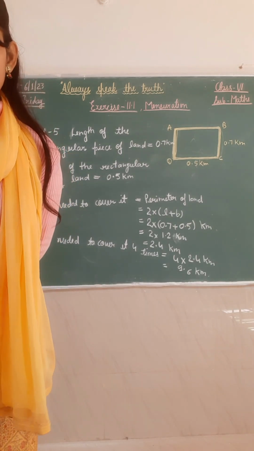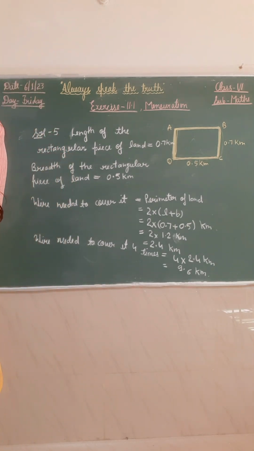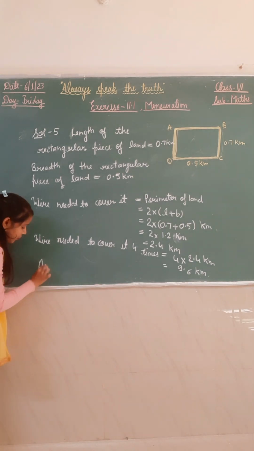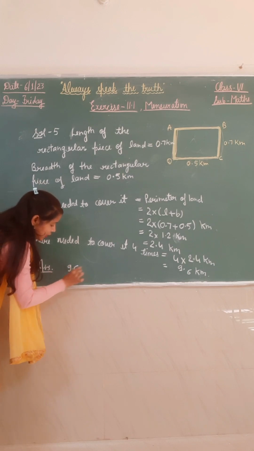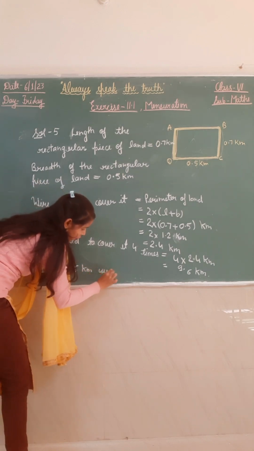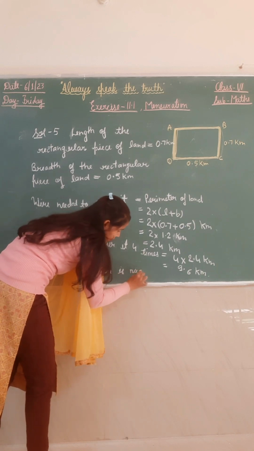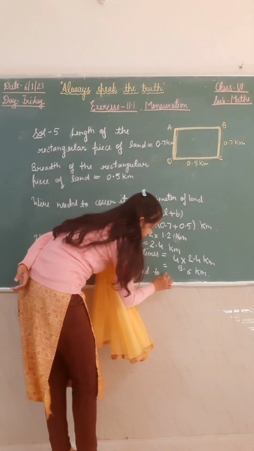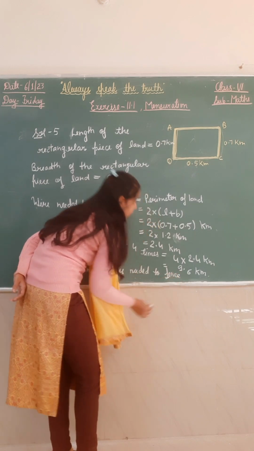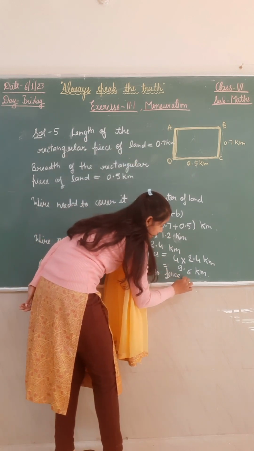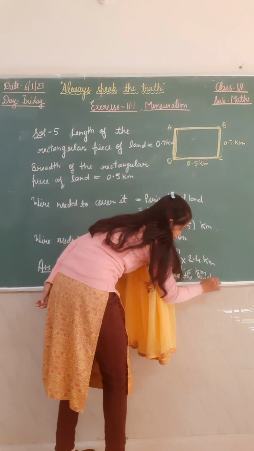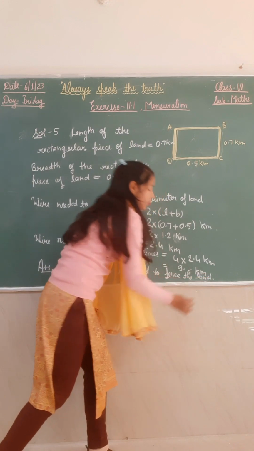Okay class? So write down the answer. Answer will be the length of the wire needed. You have to write 9.6 kilometer wire is needed to fence the land. Okay class.